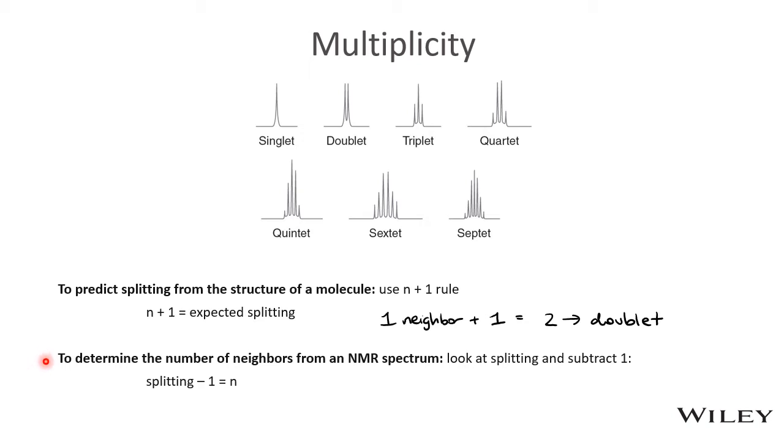Alternatively, if you're looking at NMR data and you're trying to determine the number of neighbors from the NMR spectrum, you would look at the splitting and subtract 1. So essentially, we're just taking this simple formula and moving it around so that the splitting that we observe, minus 1, equals the number of neighbors. So that's what we see up here. For example, with the quartet, we see the splitting is 4. Now if we subtract 1 from that, we get 3, which is equal to the number of neighbors. So it all depends on what data you're looking at or what you're trying to predict, but these are the simple formulas that you can use.